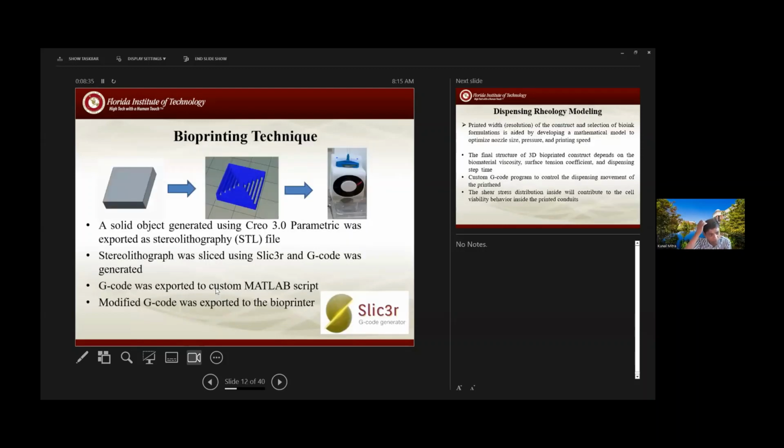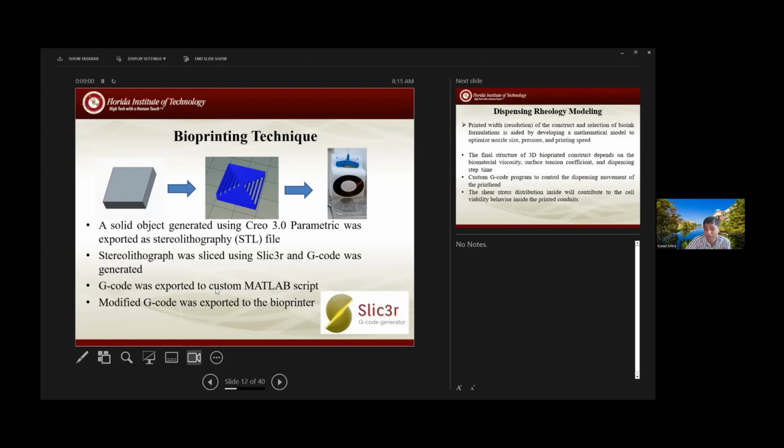So just a quick overview of the bioprinting technique, if you're not familiar. You create an STL file, and there are different programs you can use. We use, for example, Creo. And then you can use G-code manipulations if you want to do a lot of manipulation of what you want to do with your design. So you have to be a little bit familiar with G-code, and then you export that to the bioprinter.